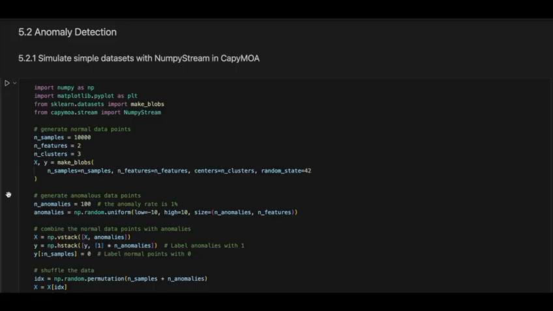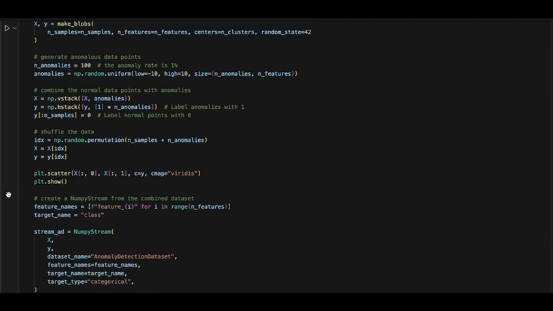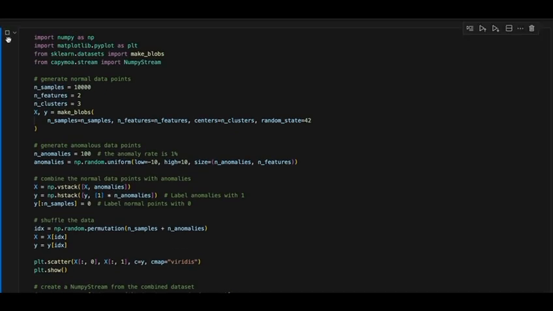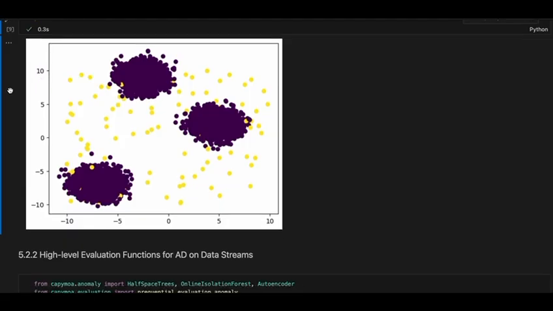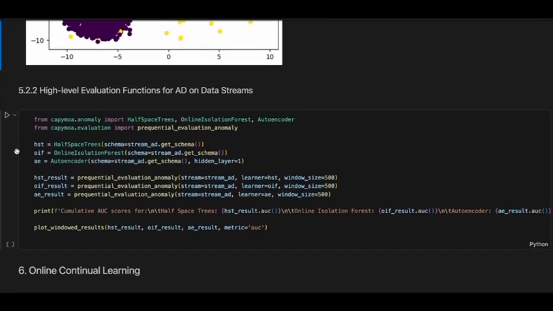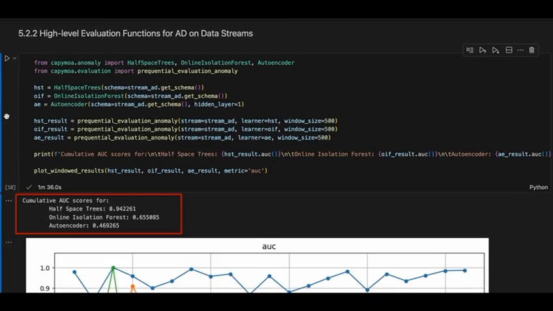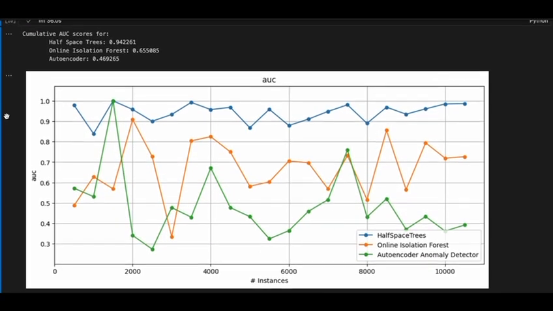For anomaly detection, we first simulate a 2D dataset and evaluate different models using CapyMOA's specialized high-level evaluation functions. Again, we visualize model performance over time by plotting AUC scores.